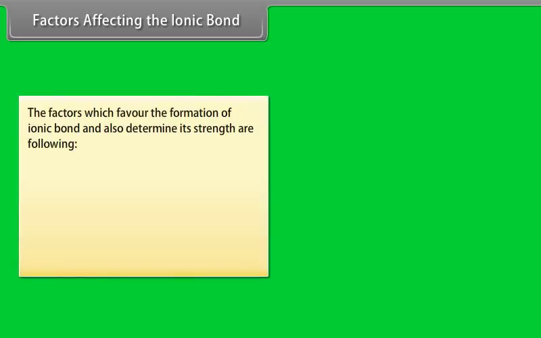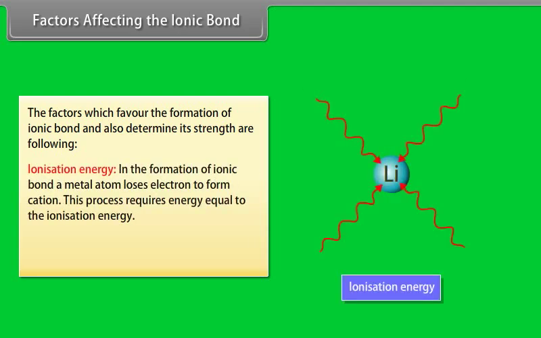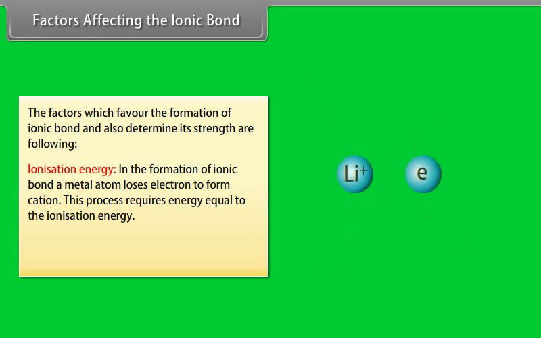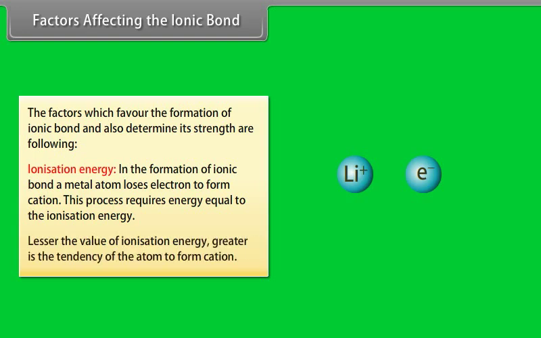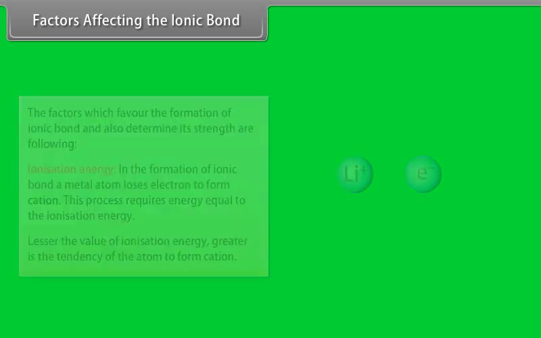Factors affecting the ionic bond. The factors which favor the formation of ionic bond and also determine its strength are the following. Ionization energy. In the formation of ionic bond, a metal atom loses electrons to form cation. This process requires energy equal to the ionization energy. Lesser the value of ionization energy, greater is the tendency of the atom to form cation.